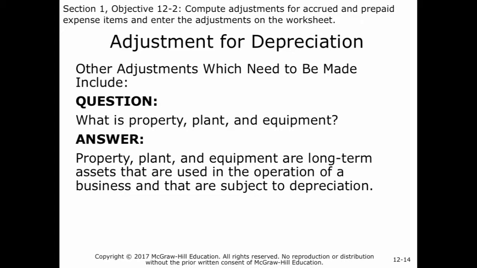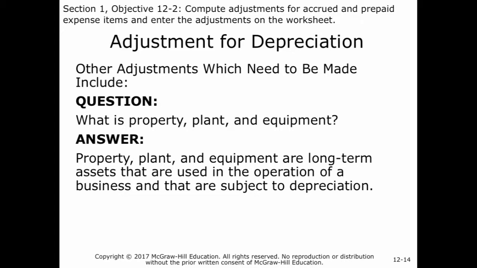We do have other types of adjustments, and one of them discussed in this chapter is depreciation. Property, plant, and equipment are considered long-term assets, and long-term assets are used in the operation of a business, and they are subject to depreciation. So we use what we know as the straight line method to depreciate the store's equipment.